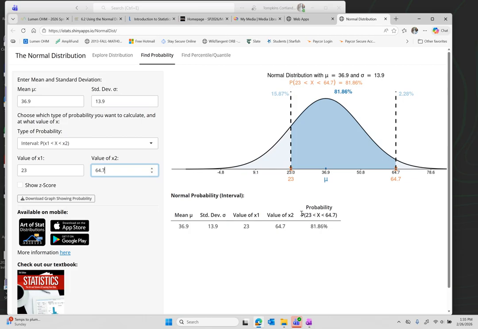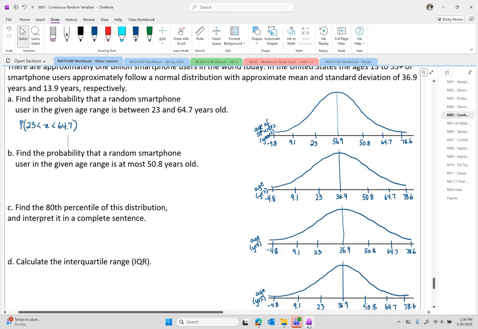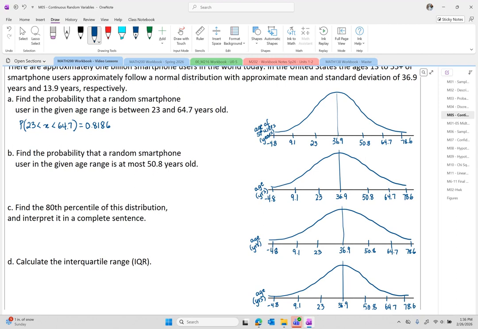Art of Stat gives us the expression at the title of the chart, but also at the table below. And the answer is 0.8186. Remember that we want decimals unless they are asking us for percent. So 0.8186 is the answer for that. Let's also show this on our chart. It's from 23 to 64.7.